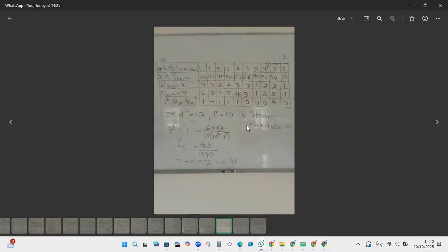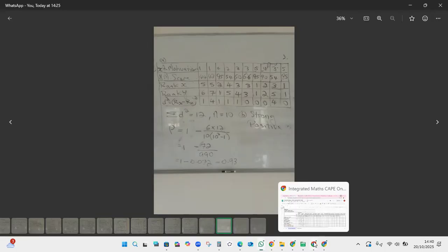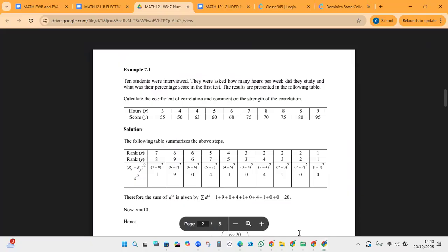Okay, so that's how you calculate Spearman's rank. And you can follow this example also, example 7.1. Okay.